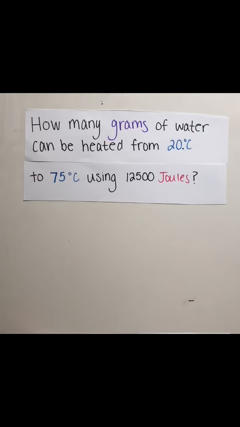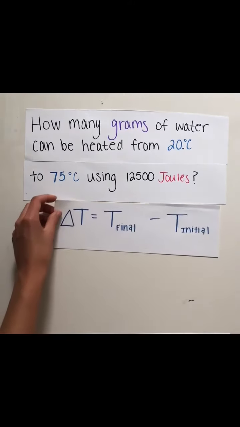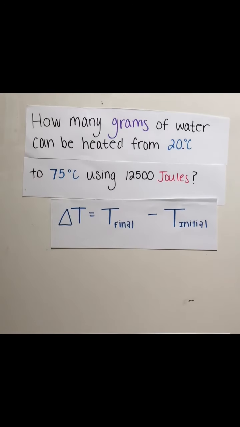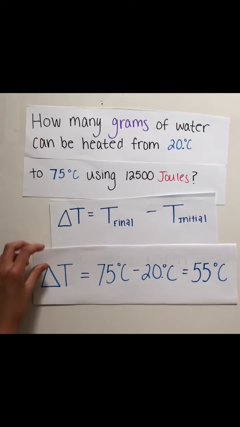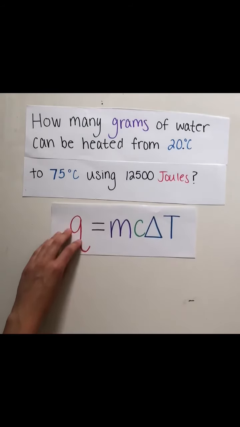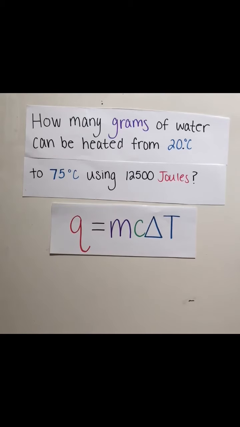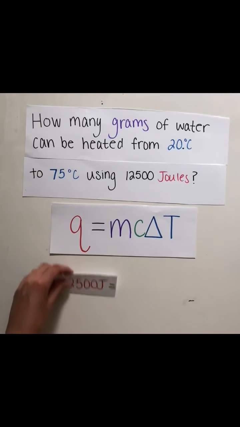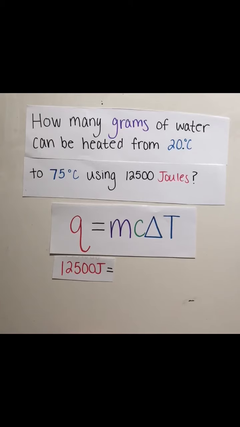First, we have to calculate the temperature change by subtracting the initial temperature from the final temperature. So when we do 75 minus 20, we get 55 degrees Celsius. Next, we use the Q equals mc delta T equation and plug in what we know. We plug in 12,500 joules for Q.